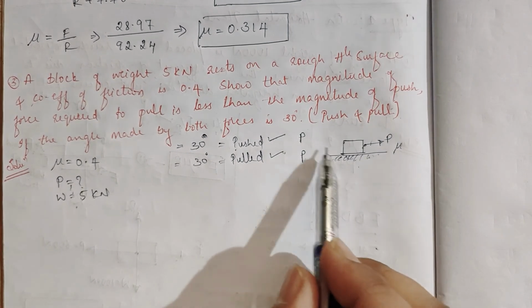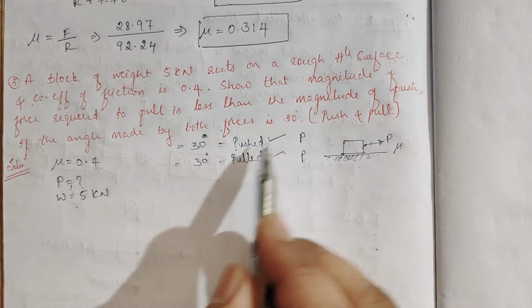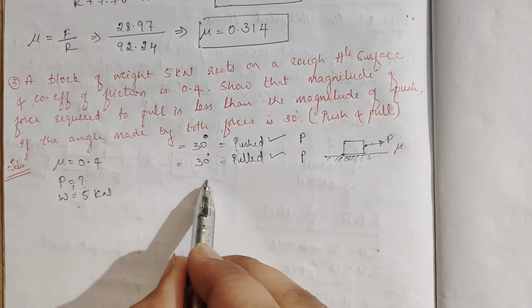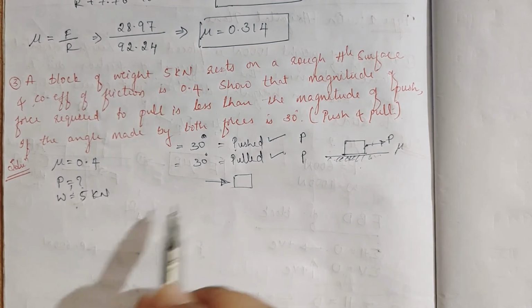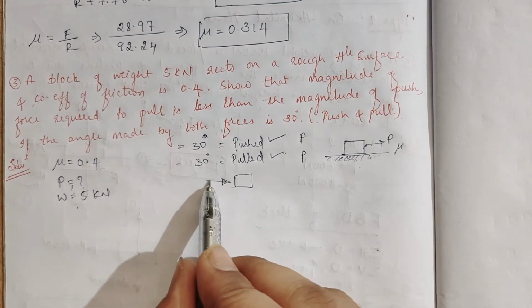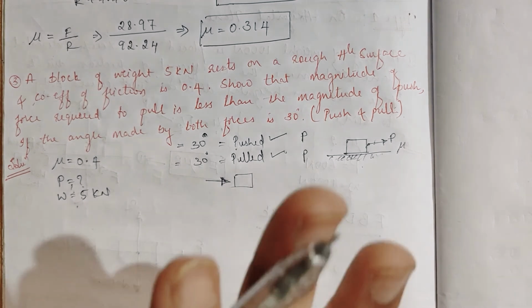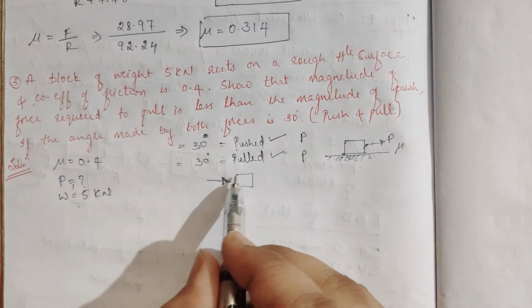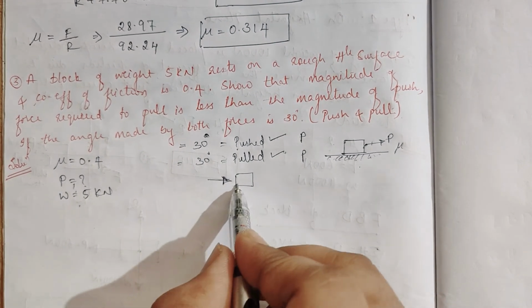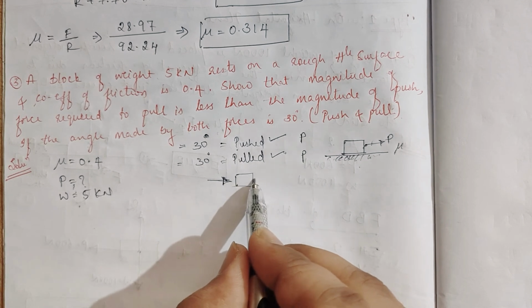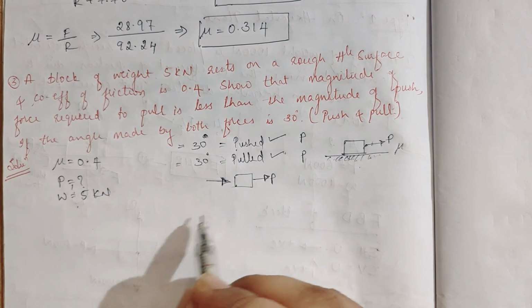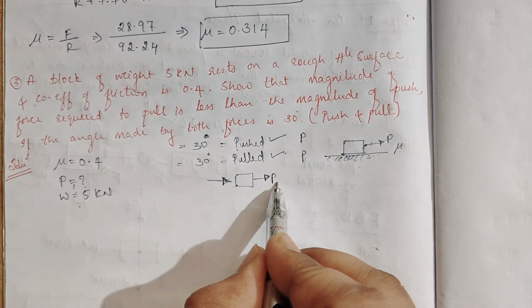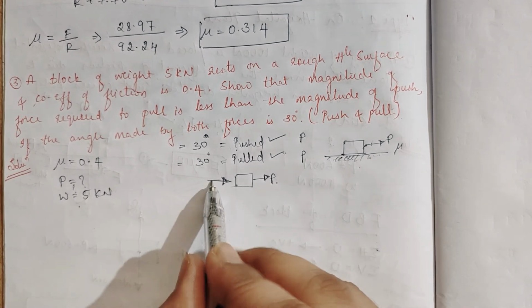So push will always be like this towards the block. Okay, this pushing is always towards the block. When you push anything, you have to just give the force towards the block. When you are pulling, what you do is apply it away from the block. So this is the P when the force is pulling, this is the P when the force is pushing on the same block.